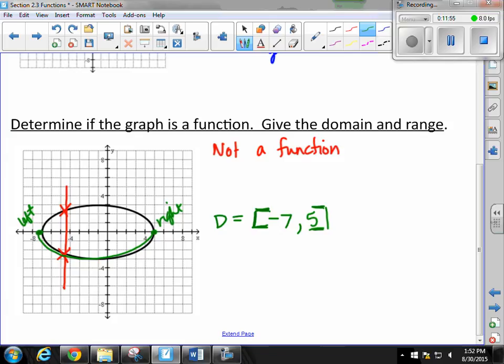Now, when I look at the range, I have to look at the lowest value and the highest value. And it looks like the lowest value is somewhere right around here. It looks like that lowest value to me is equal to -3. And it goes all the way around all of my y values, all the way up to, it looks like, this point right here with a y value of +3. And again, I'm using brackets because I actually have points on the graph right there. And this concludes the video on functions.